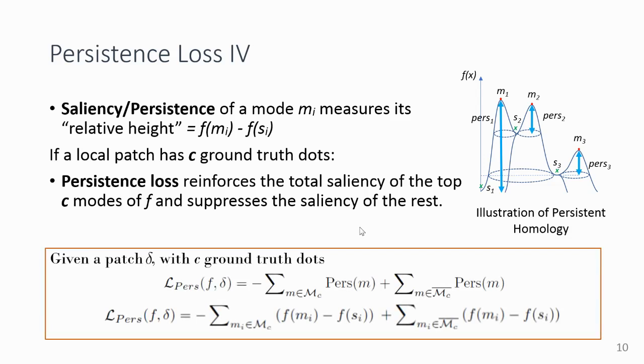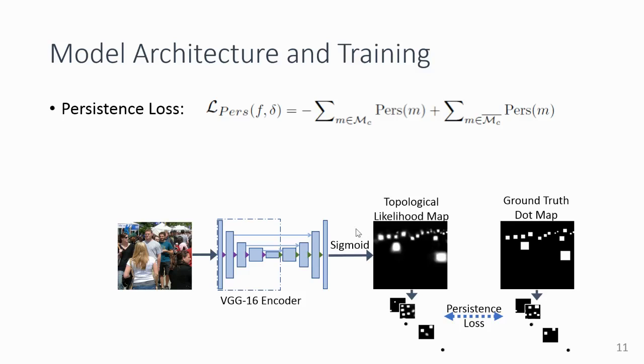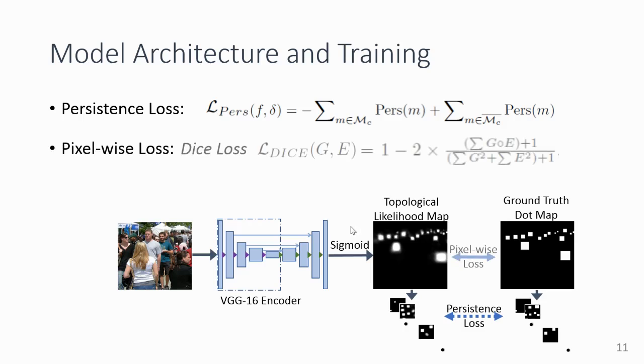Formally, given a patch with C ground truth dots, the persistence loss equals the negative sum of the persistence of the top C modes plus the sum of the persistence of the remaining modes. And so we train our model with the persistence loss to learn to fix the errors in the prediction. But to get such a prediction, we also need an additional pixel-wise loss. We use a dice loss, which is more robust to segmentation imbalance. And the overall loss becomes the weighted sum of the dice loss and the persistence loss.